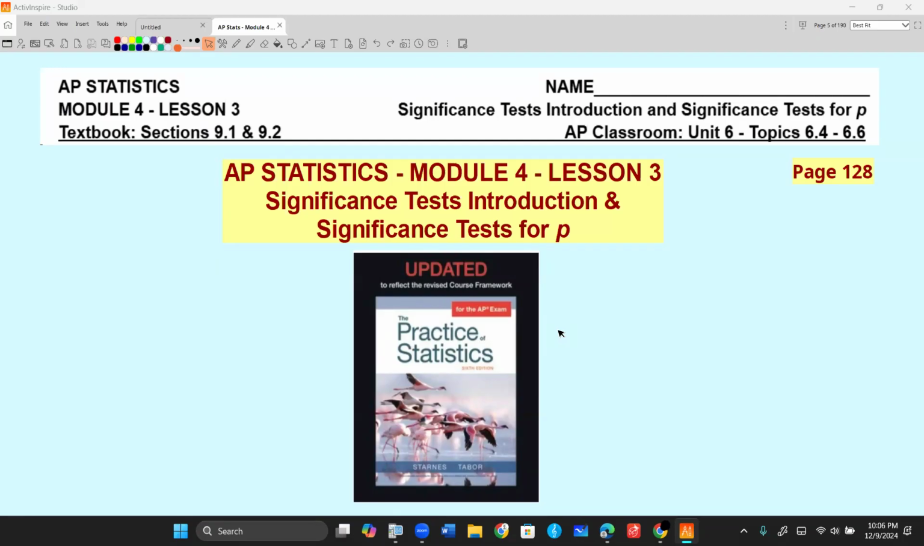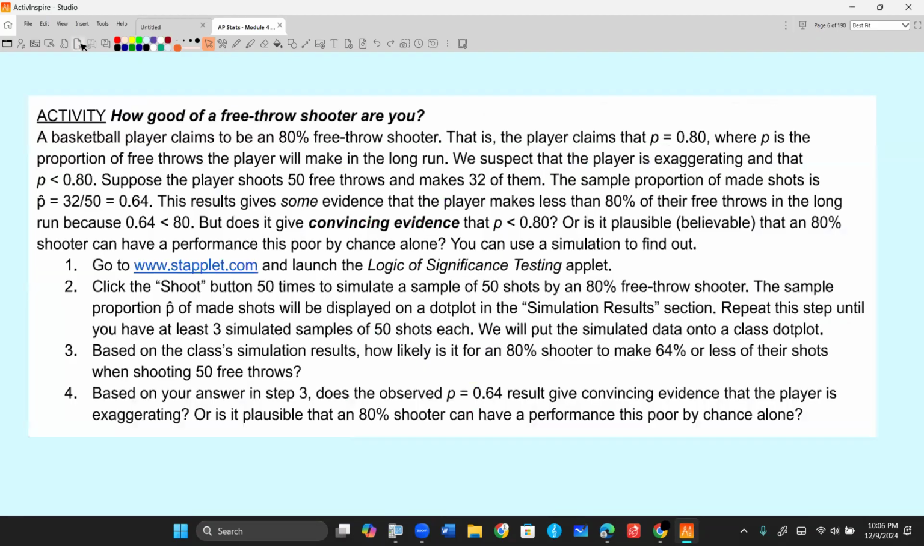Let's get started. So suppose somebody is an 80% free throw shooter. Now that player claims they're 80%, but we suspect that person is exaggerating. So suppose they shoot 50 free throws, make 32 of them. And when we get that sample proportion, it turns out it's only 64%. Question is, is that enough evidence to make us be convinced that maybe it's not 80%, maybe it's a little bit less? Let's do a little simulation to find out.